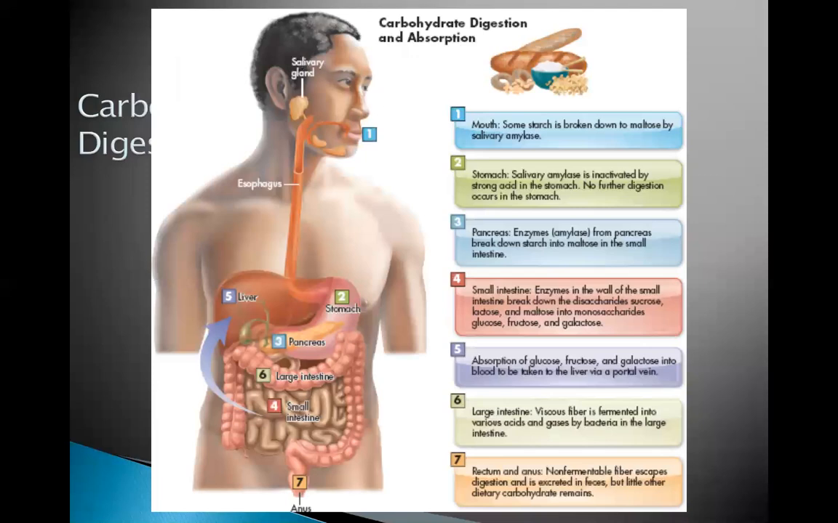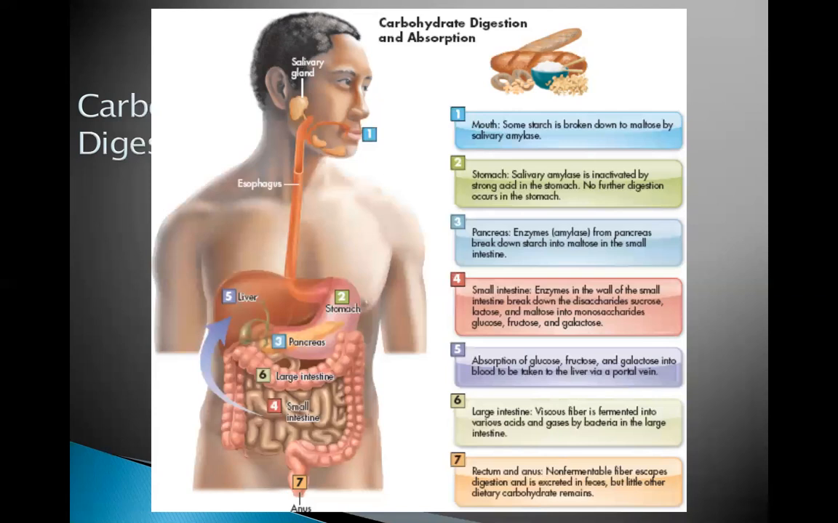So this is a picture of the process of carb digestion and absorption. Again, in the mouth, there is salivary amylase. There's also maltose. In the stomach, that salivary amylase is inactivated, like I said. The pancreas will release pancreatic enzymes. Amylase is one of them that can further break down starch molecules. And then the small intestine will itself release some enzymes to break down disaccharides. It has lactase, maltase, and sucrase enzymes.